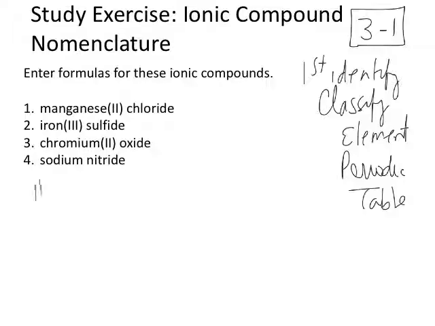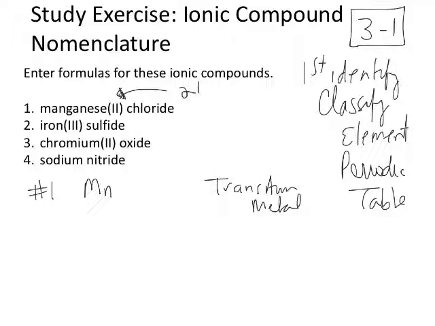So let's do number 1. Manganese is Mn. And if you notice, that is a transition metal. Now, how else could you tell that that's a transition metal? Well, in this formula, you see the Roman numeral 2. So this means that manganese is a 2+. So that already gives you the charge for manganese.